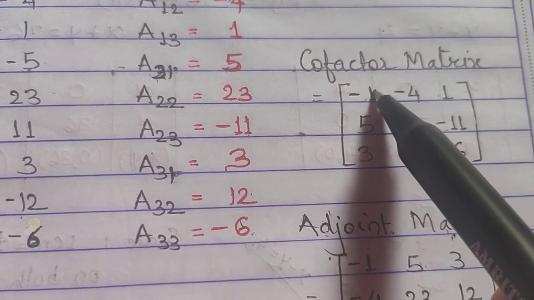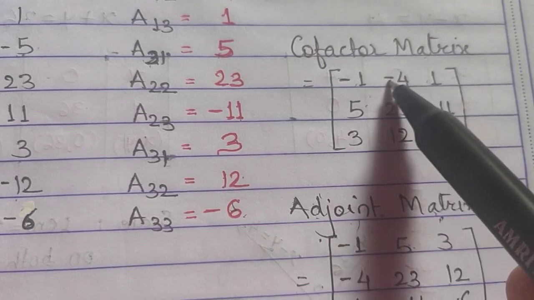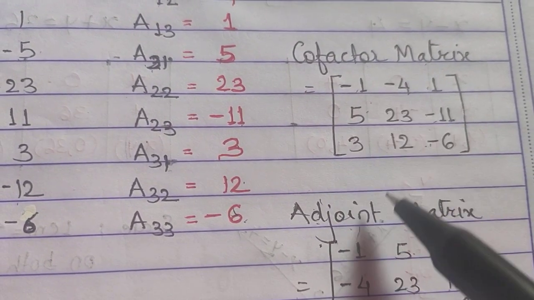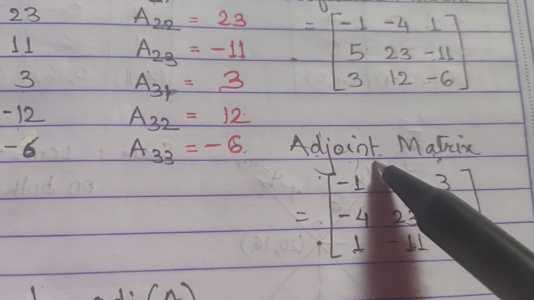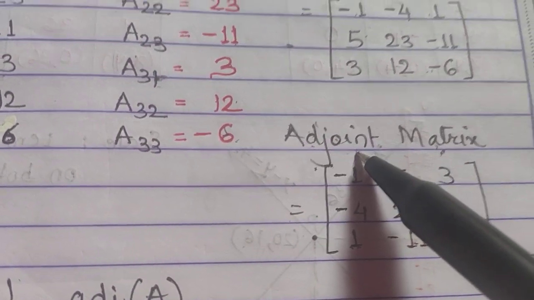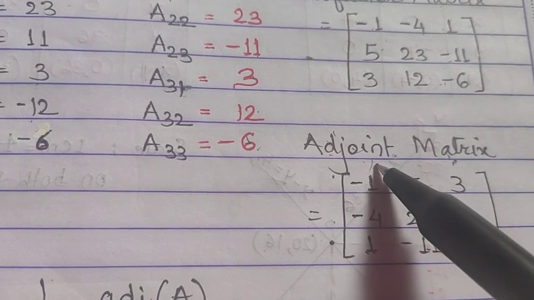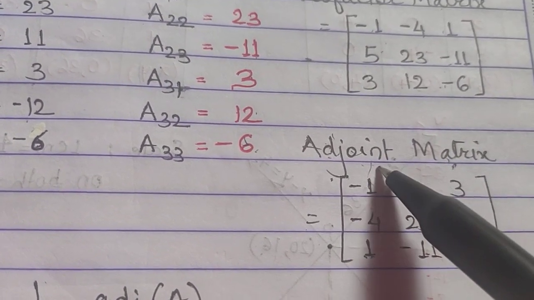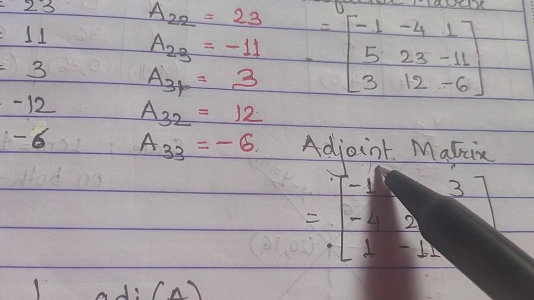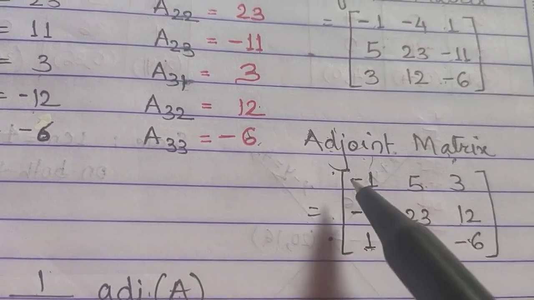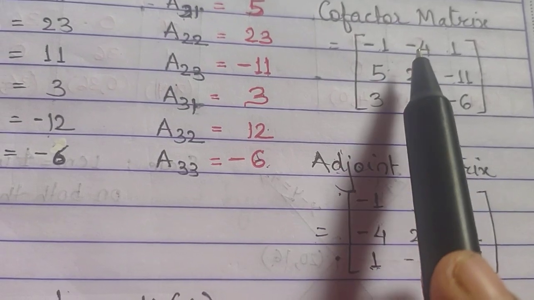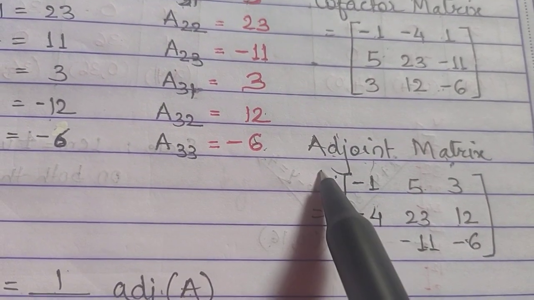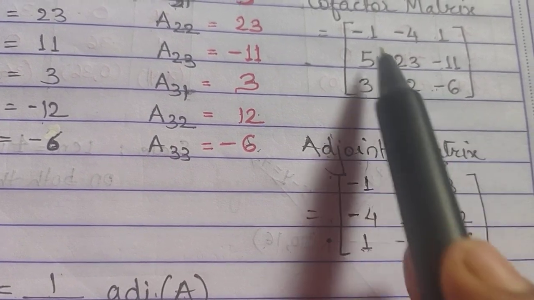Then find its transpose. The transpose of this cofactor matrix will be the adjoint matrix. This is called the adjoint matrix. So children, don't forget to take the transpose. Most of the time students forget to take the transpose and hence the problem becomes wrong. So be careful. Don't forget to take the transpose of the cofactor matrix.